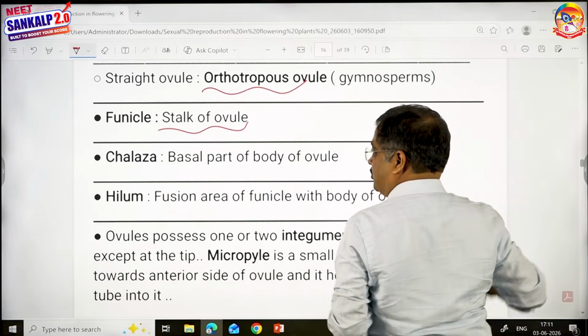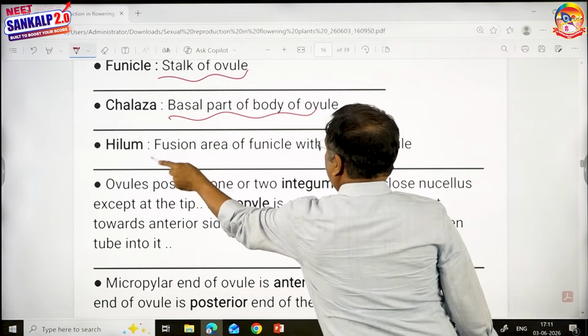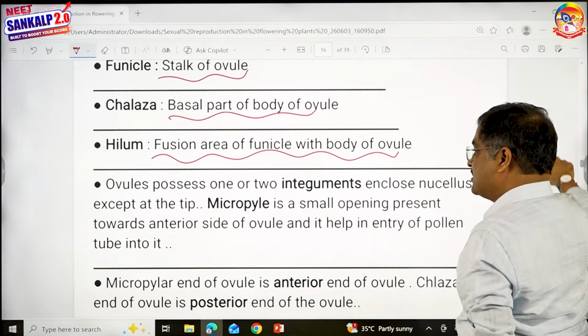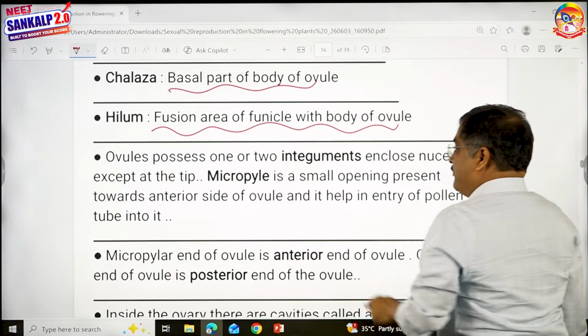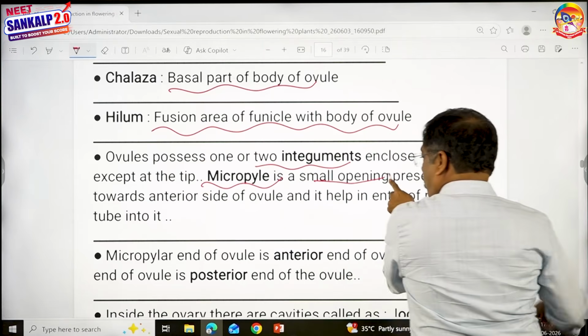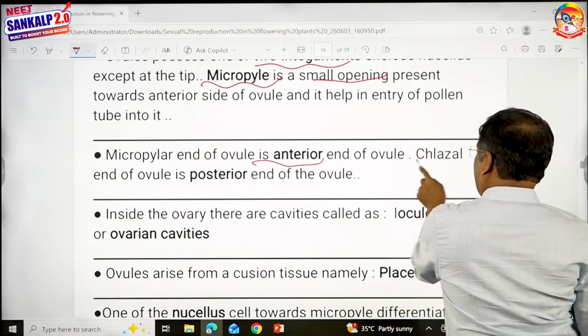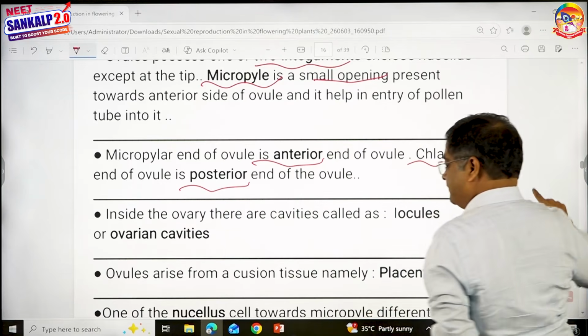Now we can just run through it. The basal part of the body of the ovule is chalaza. The fusion area of funicle with the body of the ovule is hilum. Ovules possess either 1 or 2 integuments. The micropyle is a small opening, you know that. Micropylar end is anterior and the chalazal end is posterior.